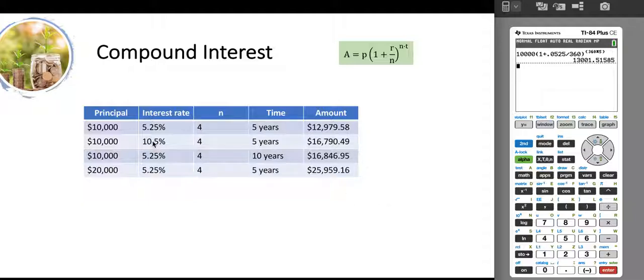Doubling the interest rate doesn't increase how much you make as much as doubling the amount of time. Remember that. And obviously, having more money will result in having more money. That's the whole thing I started with the quote from Ben Franklin. The more money you have, the more money you're going to make. So definitely investing the most money is going to give you the most interest.